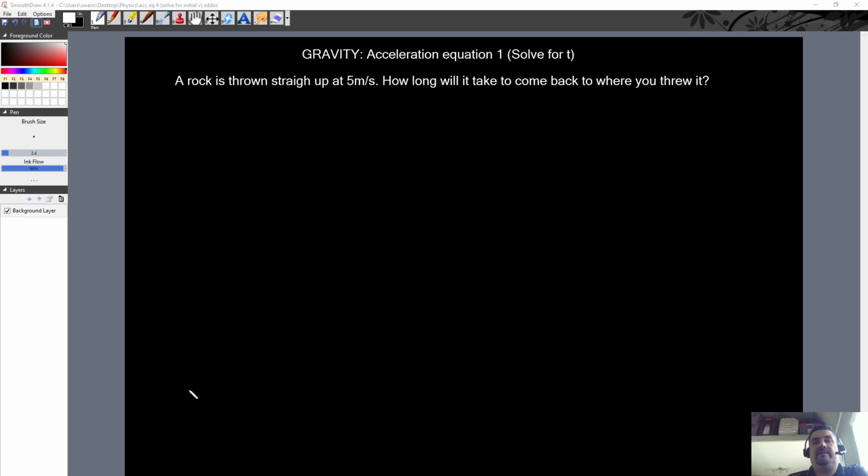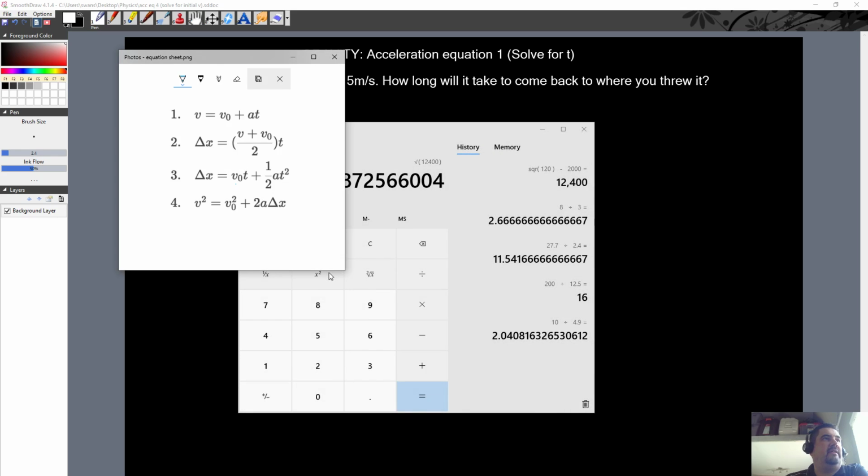Alright, so here begins the gravity problems. And I'm giving the first one. I'm going to use acceleration equation 1. If you guys remember, that's this one right here. So I'm going to come up with a problem, and it's going to use this equation.